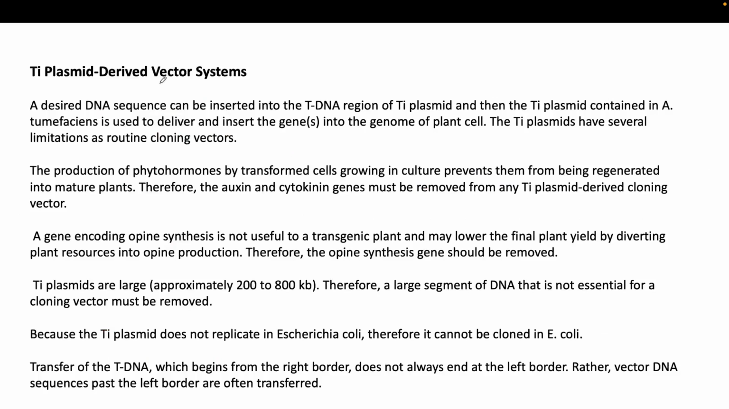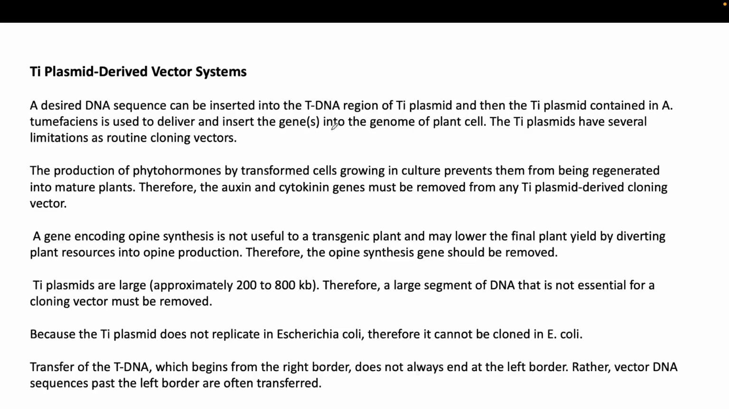Now we want to use this phenomenon in rDNA technology. So how will we use this Ti plasmid to transfer our target gene from one cell to another cell? The desired DNA sequence can be inserted into the T-DNA region of the Ti plasmid, and then the Ti plasmid contained in Agrobacterium tumefaciens is used to deliver and insert the genes into the genome of the plant cell.